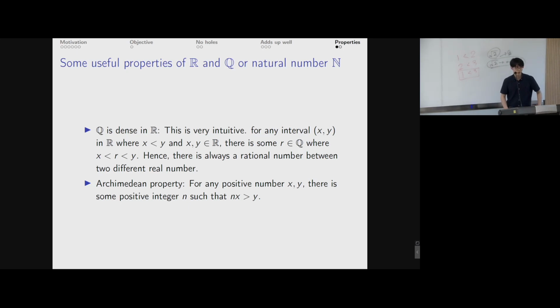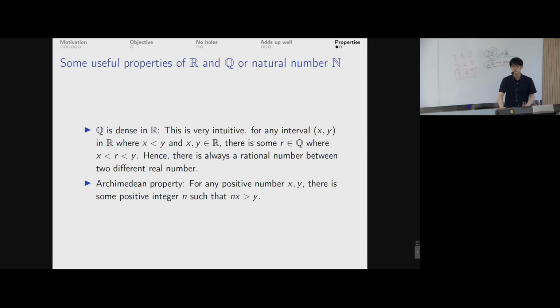And before we end the session, I want to talk about some very useful properties of R and Q, and maybe some natural number as well. New notation, curly N means natural number. Okay, so the first property is that Q is dense in R.